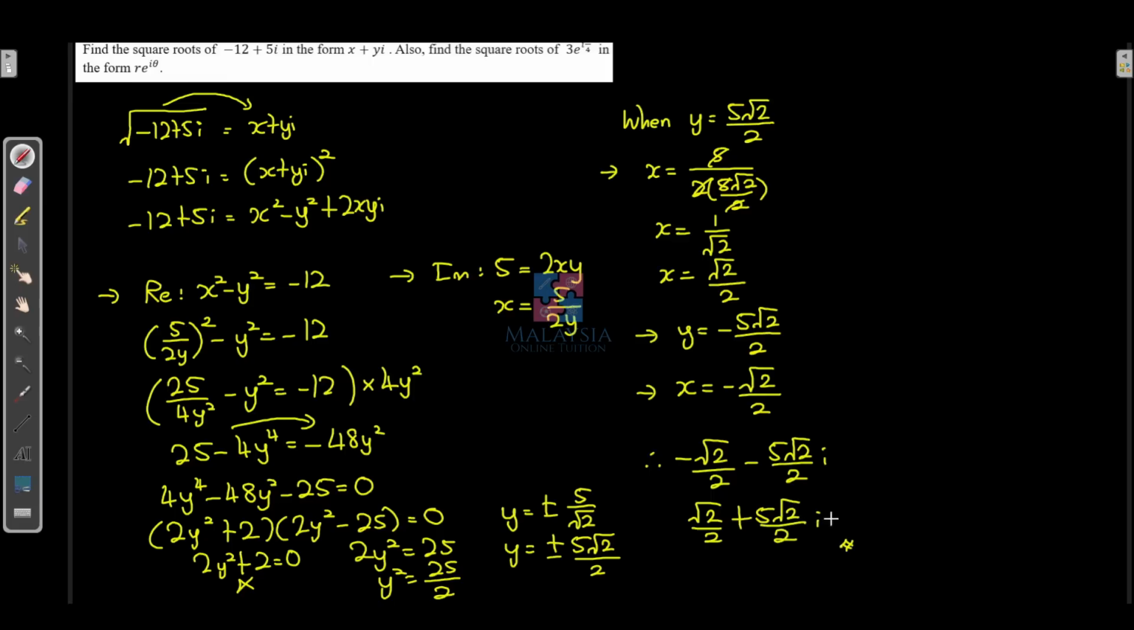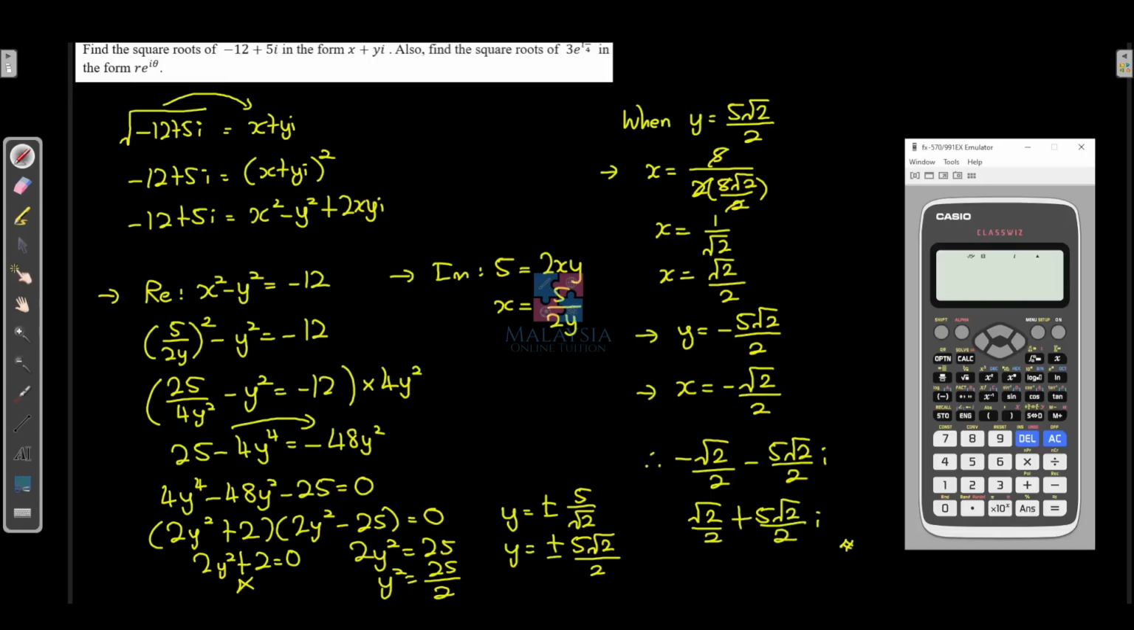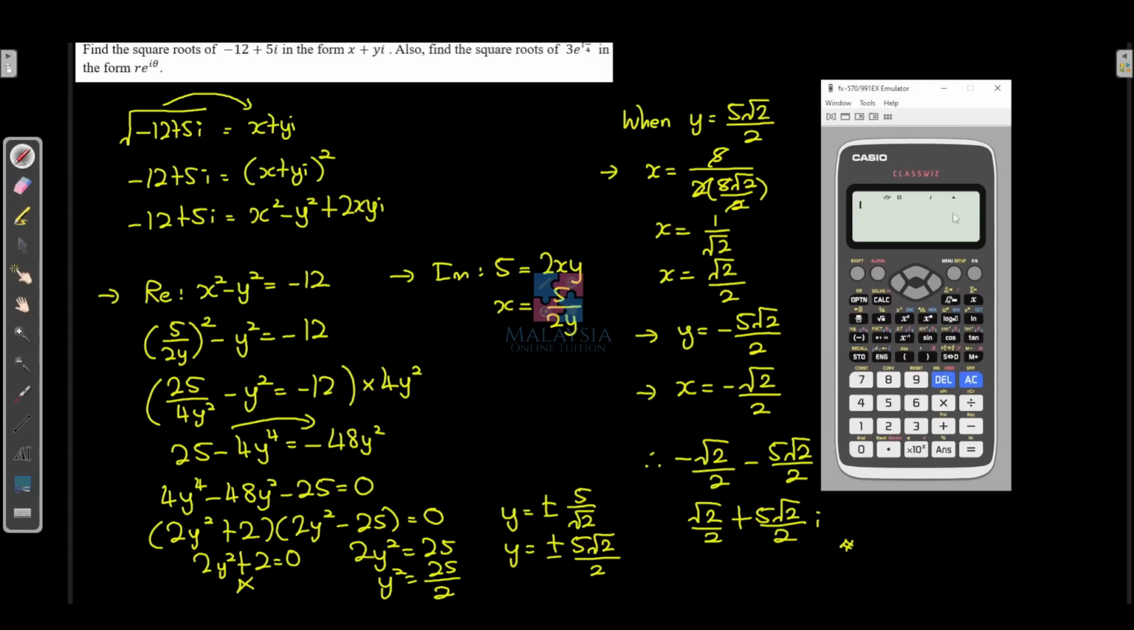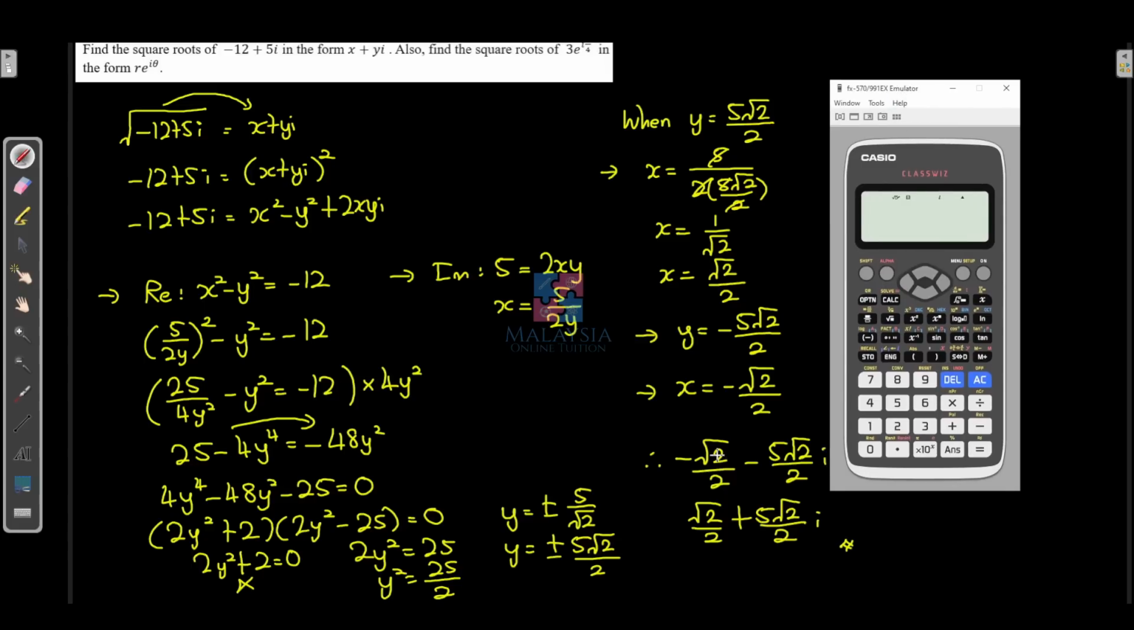Okay, so now how to check our answer? Very simple. From your calculator, you type the complex numbers that you have, the square roots of the complex number just now. And if you get back what you have before square rooting, that means your answer is correct. Okay, so let's try that.